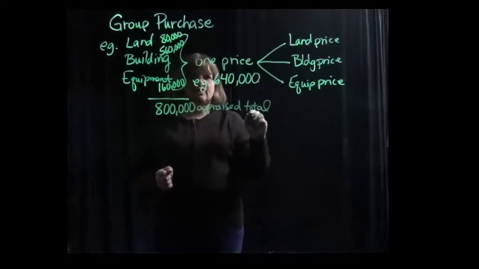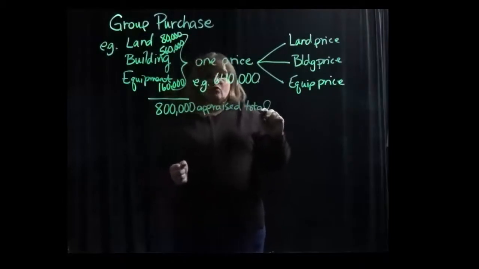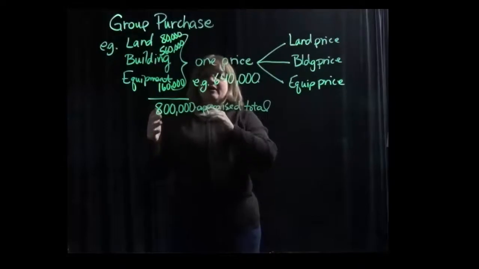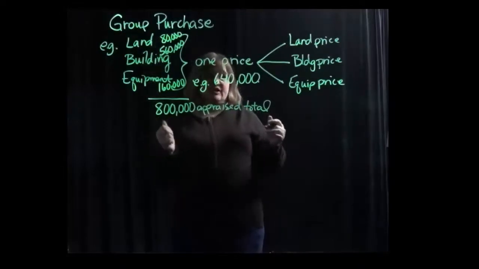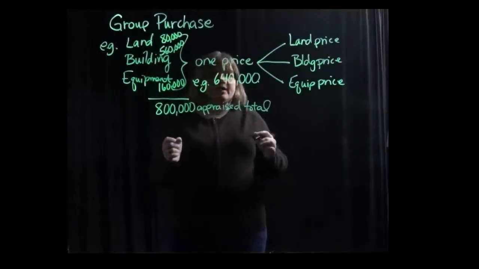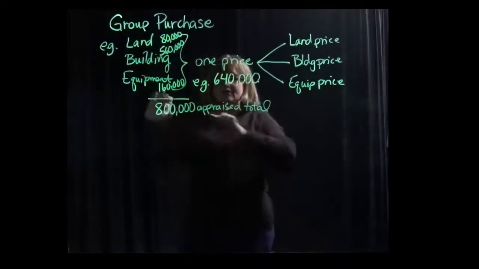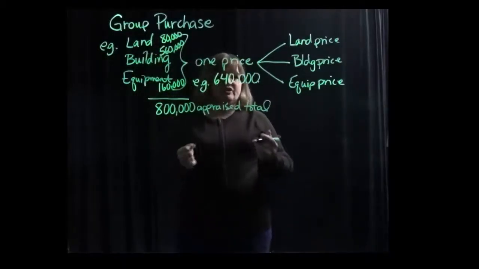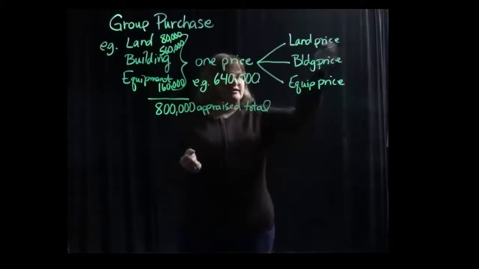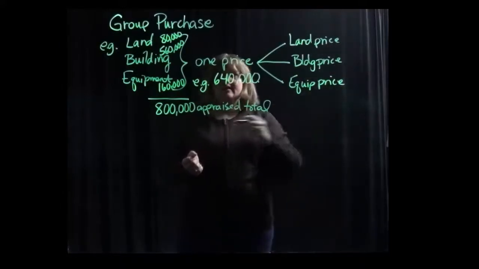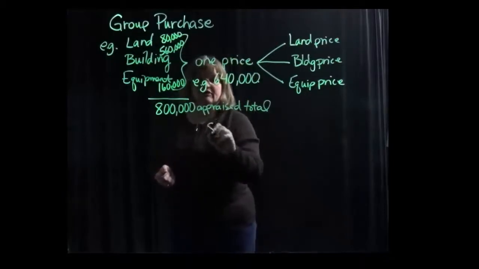We only paid $640,000. We are not allowed to just arbitrarily decide, oh, we're going to put $160,000 as the value of the land, and we're going to put the rest split between the buildings and the equipment. We can't do that. We have to use this appraised value and the proportions to determine what portion of the $640,000 is going to be deemed as the land price, the building price, and the equipment price.